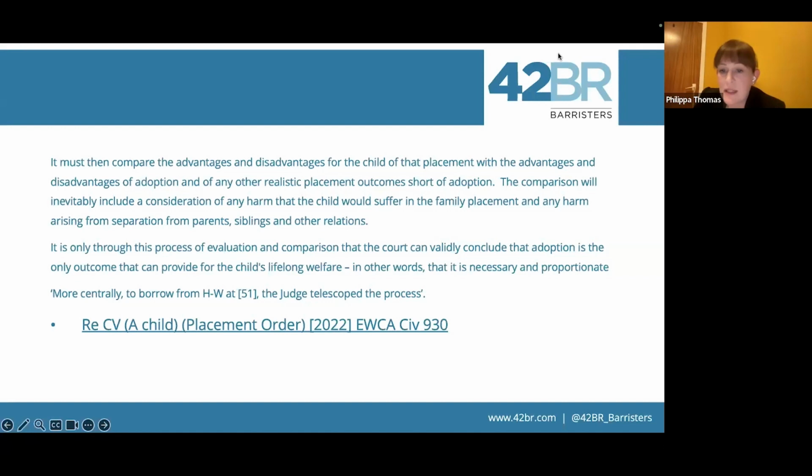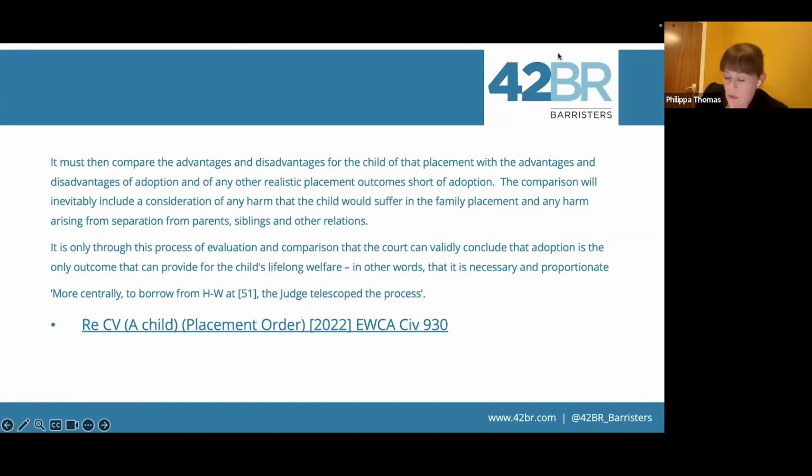In other words, it is necessary and it is proportionate. And as has been said, more centrally, to borrow from HW at paragraph 51, the judge telescoped the process. And so, in fact, there was then another case in Re-C, and this had similar backgrounds, but it was a child who had severe medical needs. And in fact, C was the youngest of those children. And what came from that is that the court decided that an adoption, a placement order would be made.